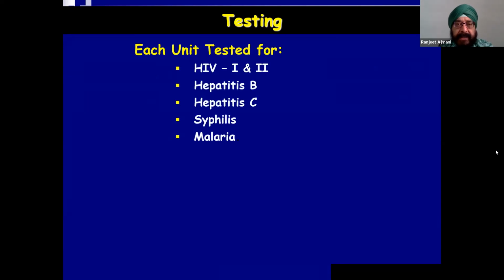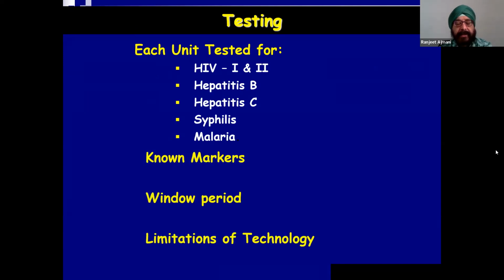Each unit of blood is tested for HIV 1 and 2, hepatitis B, C, syphilis, and malaria. I'm quoting this from India, but in most developing countries, or at least in Southeast Asia, that is the case. It may vary in some countries; some tests are done, some are not done. Each unit is tested for these 5 markers, and these are all known markers, right?